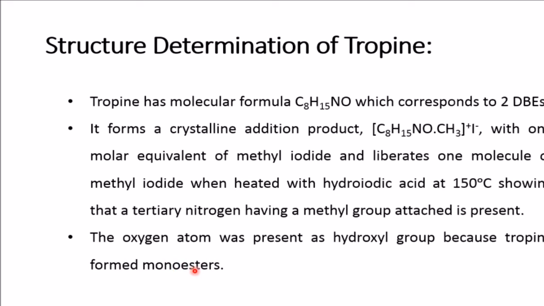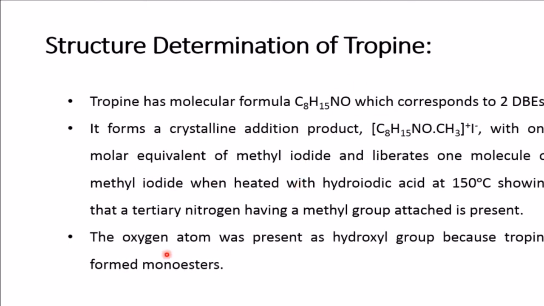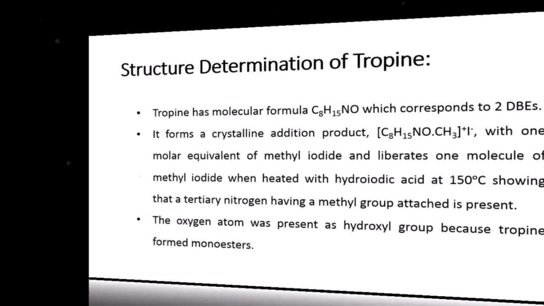So after discussing tropic acid, we are going to discuss the structure of tropine having molecular formula C8H15NO, and this treatment of methyl iodide will give us information that the oxygen atom is present in the form of a hydroxyl group because tropine forms monoesters.